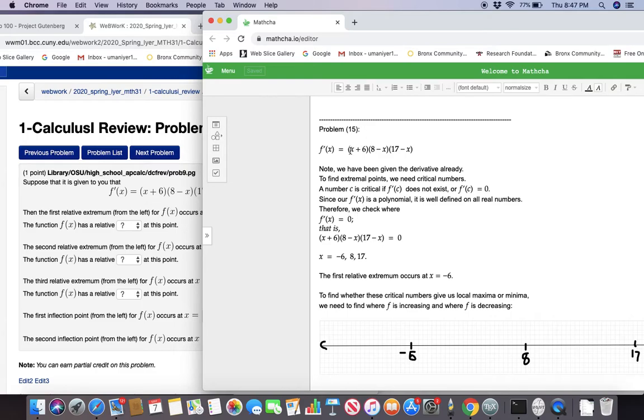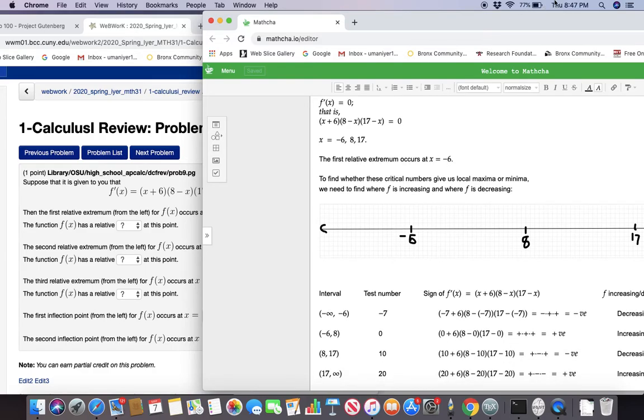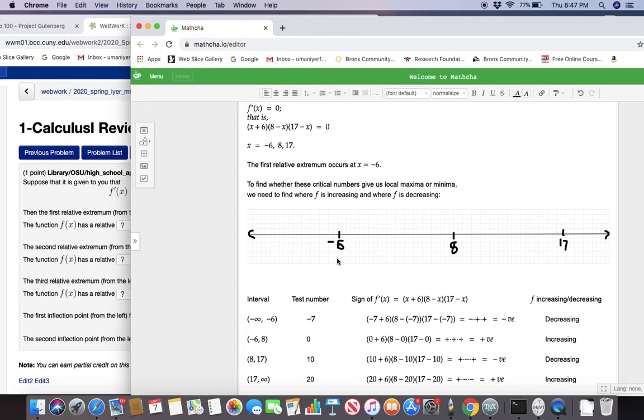Derivative is 0, so this polynomial is 0. Well, we already have a factored setup here. The first factor gives me -6. Second one, notice how it's written, but it still gives me x equals 8. This gives me x equals 17. So these are my critical numbers: -6, 8, and 17. So, do I get an extremum at -6? Do I get a maximum or minimum at any of these?